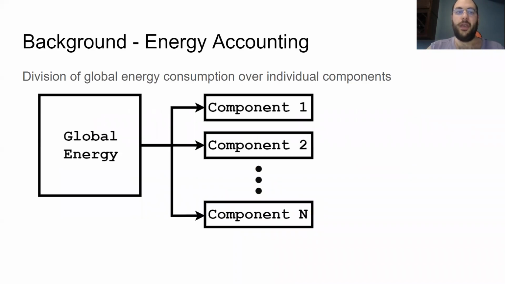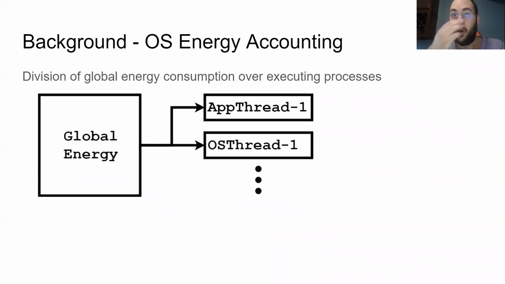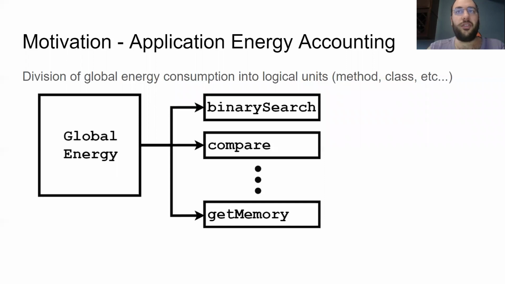Energy accounting is a division of global energy over a set of components. The components are an abstraction that we can choose freely, such as hardware accounting, a breakdown by physical component, allowing low-level studies of the system. We can also do OS accounting, a breakdown by executing components, such as processes or threads. Our work focuses on application energy accounting, a breakdown by logical units such as methods, classes, or packages.